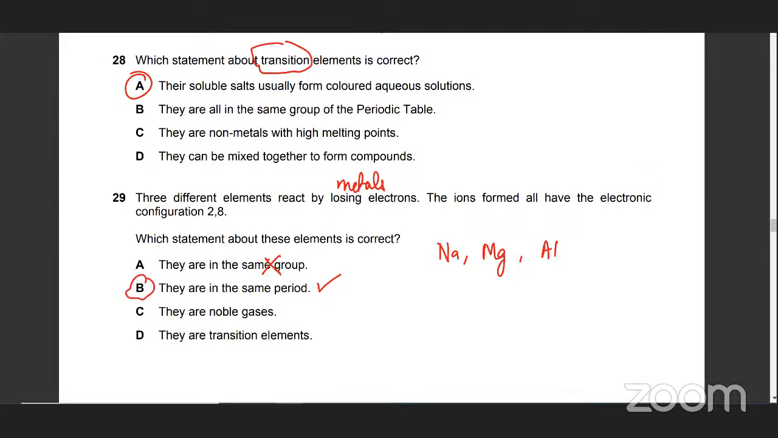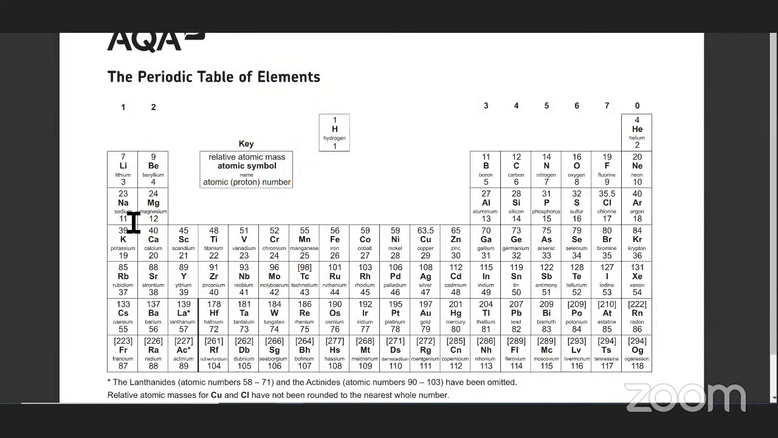They're noble gases, no, and they're transition elements. इस period के अंदर transition elements होते ही नहीं है, क्योंकि Na, Mg, and Al. In the third period, there are no transition elements. Transition elements, they start from the fourth period.